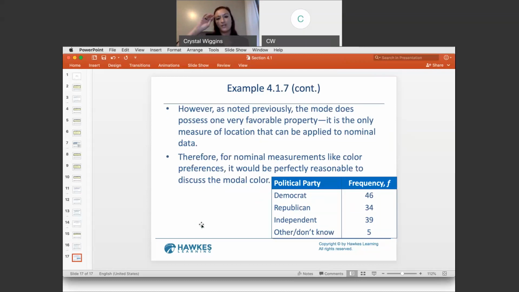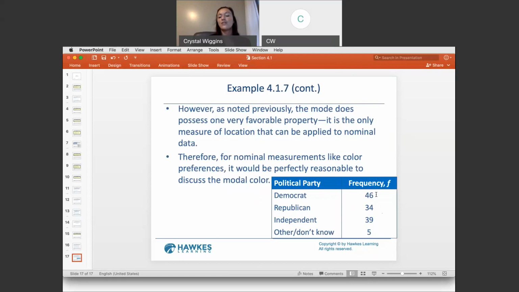But with mode, if we have data that is qualitative, it is possible the qualitative data can repeat. So for example, if we take a look at this chart, we say we did a survey and asked people to identify as Democrat, Republican, Independent, or other / don't know. And then we have the frequency or the count of the results. 46 people selected they identify as Democrat, 34 people as Republican, 39 people as Independent, and 5 other don't know. We would say the mode is Democrat because Democrat was the highest frequency.